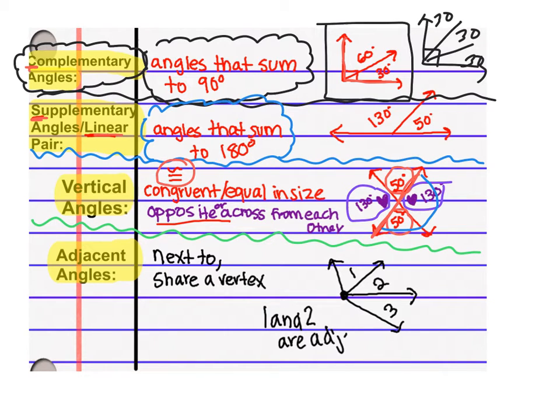The last vocabulary word is adjacent angles. They're next to each other. Adjacent means next to, and they share a vertex. So in this diagram, 1 and 2 are adjacent. 2 and 3 are also adjacent. 1 and 3 are not adjacent.